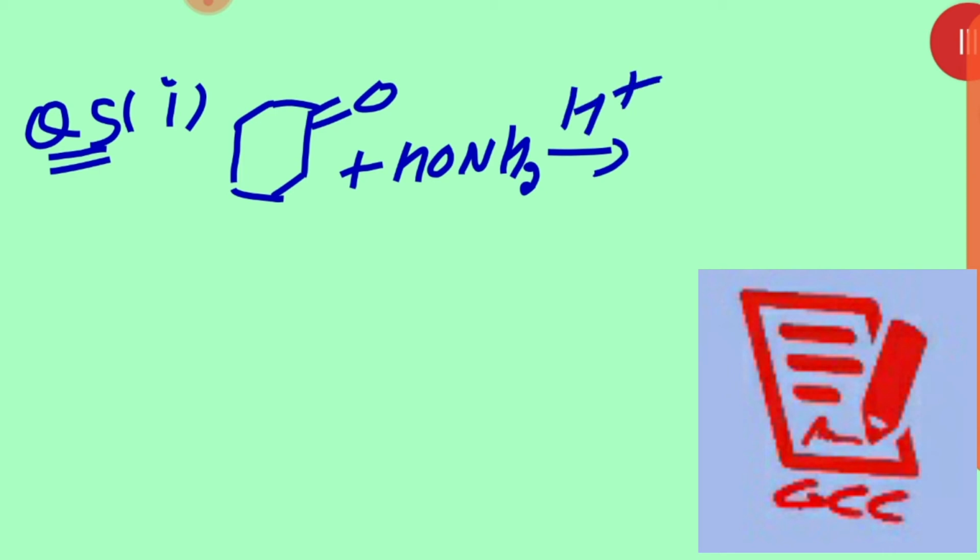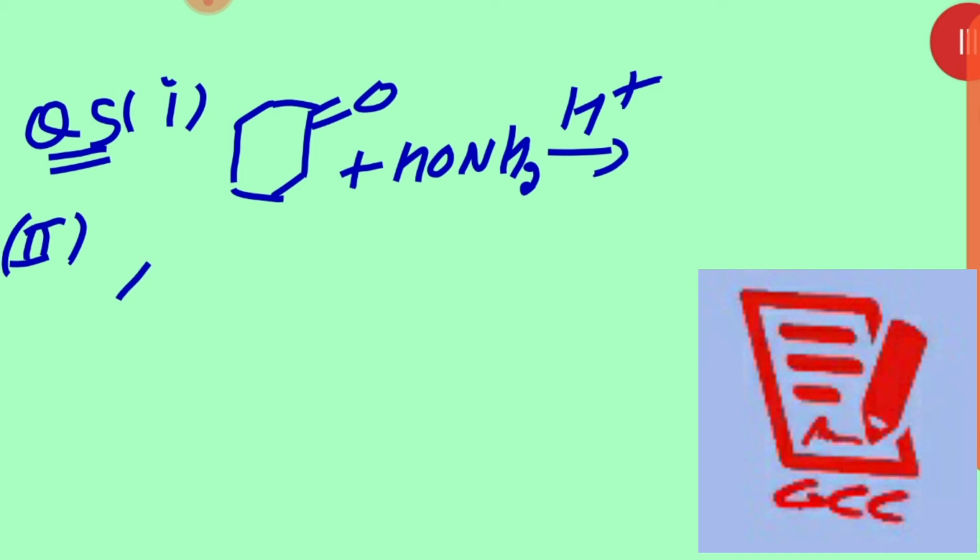Back. Now we are having question number 5. They are asking you in part number 1 to predict the product. ठीक है, सबसे पहले क्या दिया है इन्होंने हमें? Double bond O, NH2, H positive.